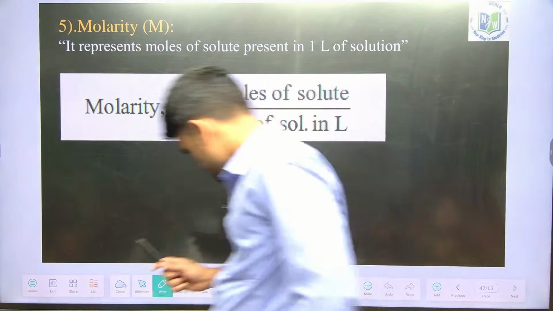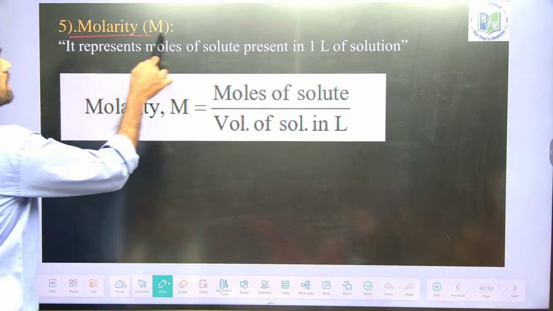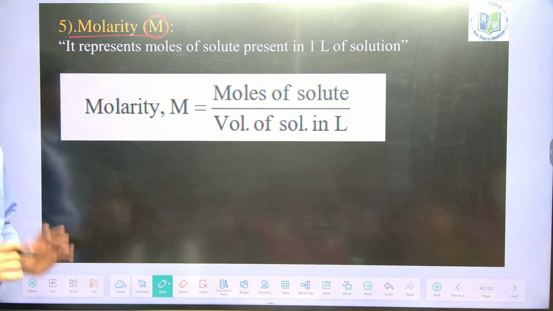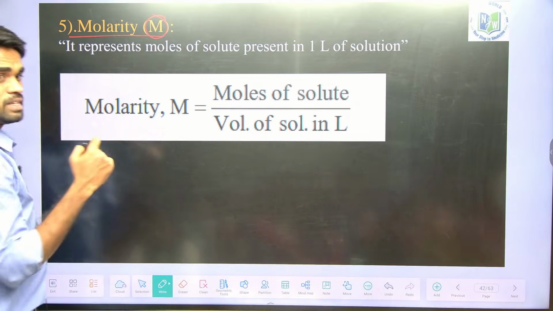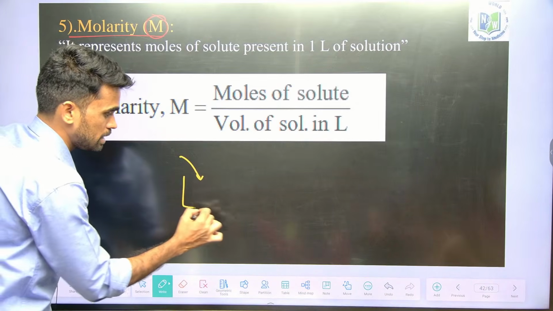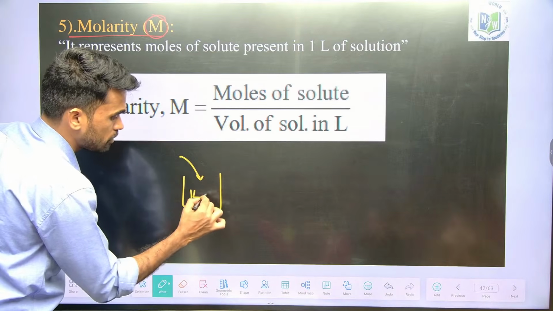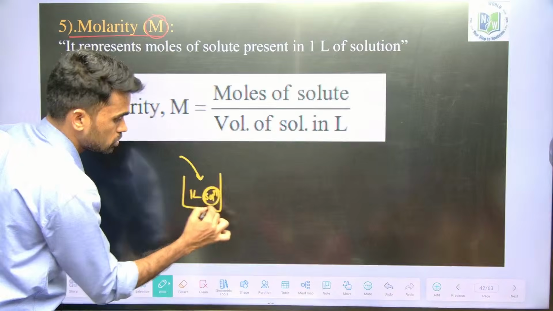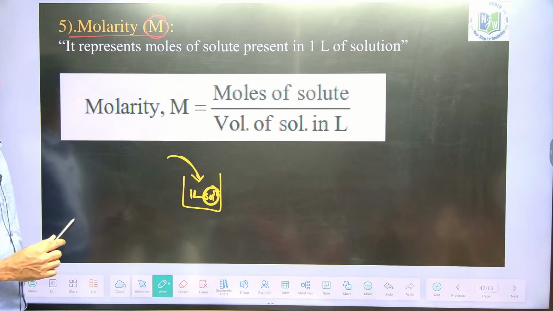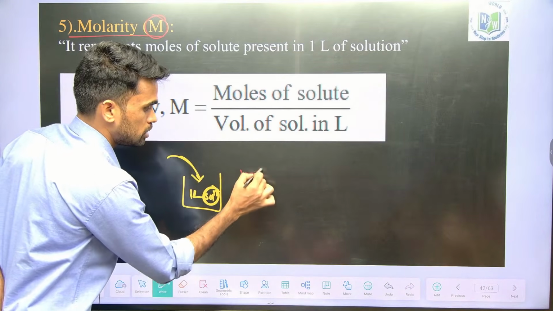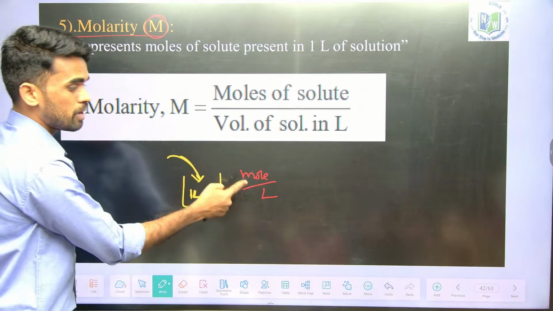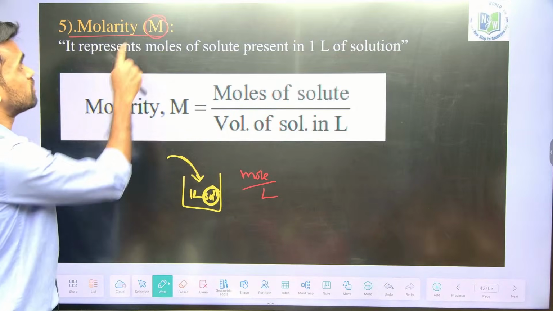Okay, next one is what? Molarity. We will use this in most cases. Listen properly. It is indicated with the symbol capital M. Now we discuss moles. The number of moles of solute present in 1 liter of solution. It means the number of moles per liter. So what is the unit for molarity? Mole per liter is the unit for molarity.